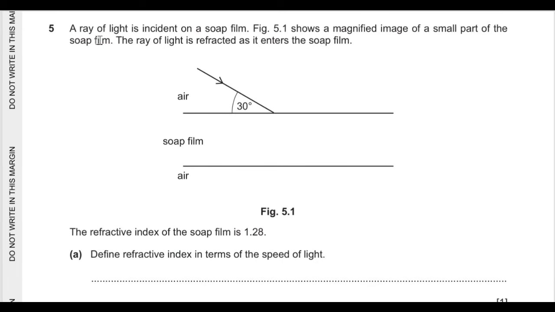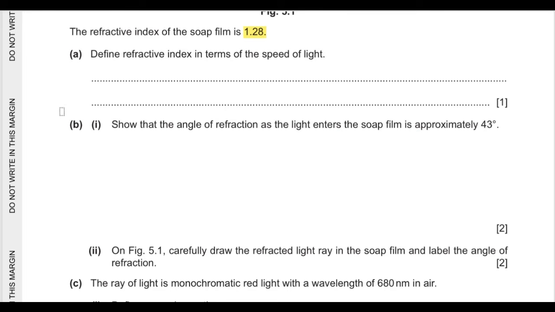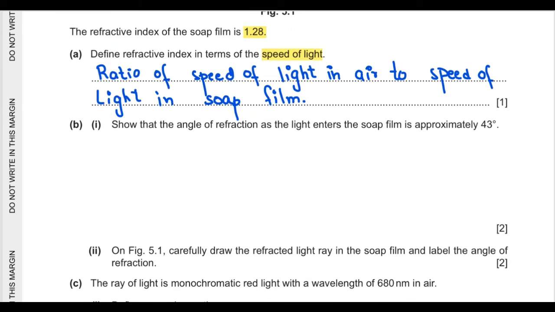Question 5 says a ray of light is incident on a soap film. Figure 5.1 shows a magnified image of a small part of the soap film. The ray of light is refracted as it enters the soap film. The refractive index is 1.28. Part A says define refractive index in terms of speed of light. So it is the ratio of the speed of light in air to the speed of light in soap film.